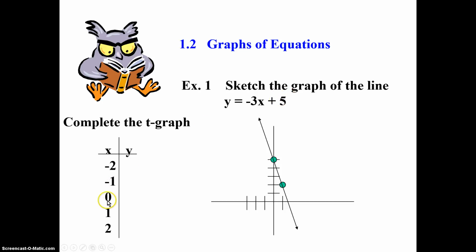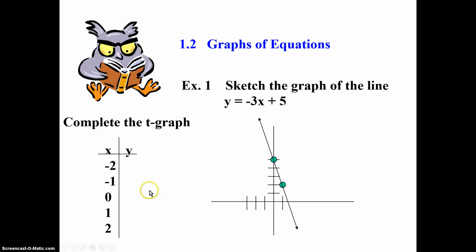Then we plug in 0. Well, 0 times anything is 0, plus 5 is 5. So we get 0, comma 5, which is right there. Then we plug in 1. Negative 3 times 1 is a negative 3, plus 5 is going to be a positive 2. And so on and so forth.